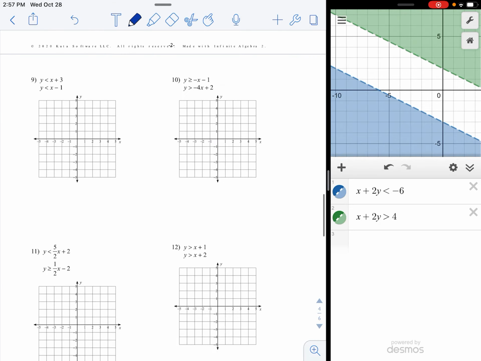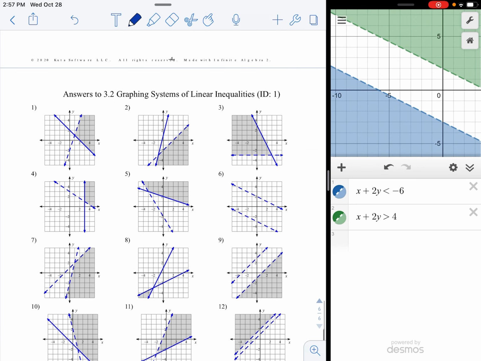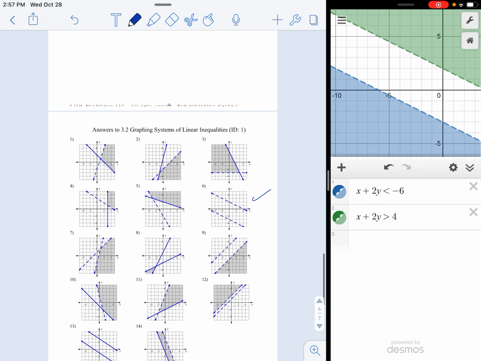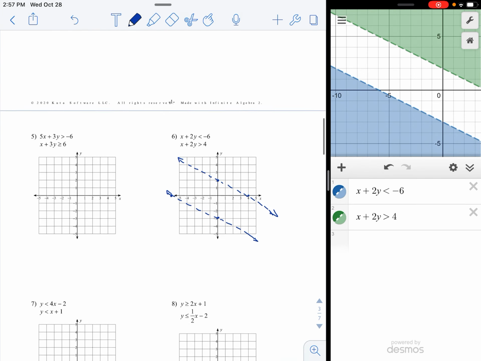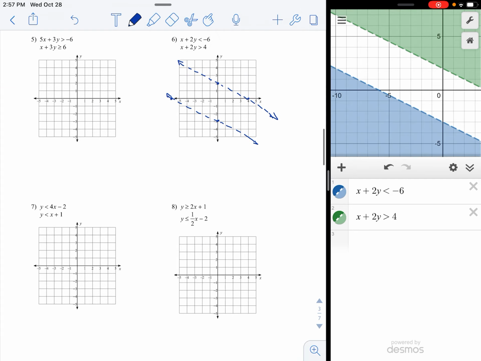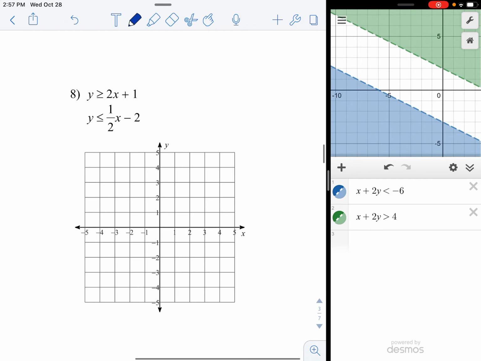This graph, number 6, is literally just that. It's like there's no solution. No shading, no solution. So that was kind of a special case. Let's do number 8. Clear these out.